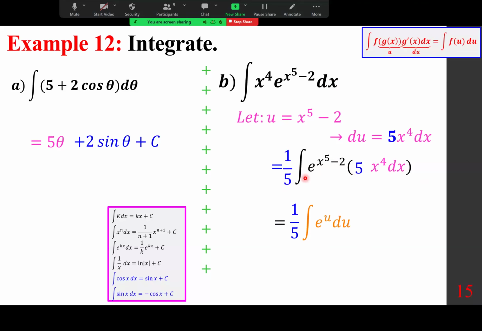Again, I put this outside. You can leave it inside. It makes no difference. This 1/5 is a multiplier. Anywhere you put it makes no difference whatsoever. And so e to the power of u, the derivative and the integral are the same. So 1/5 e to the power of u and a constant. Replace the u, you're done. Bear in mind, as always, if you differentiate the result, you should get the same thing without the dx.